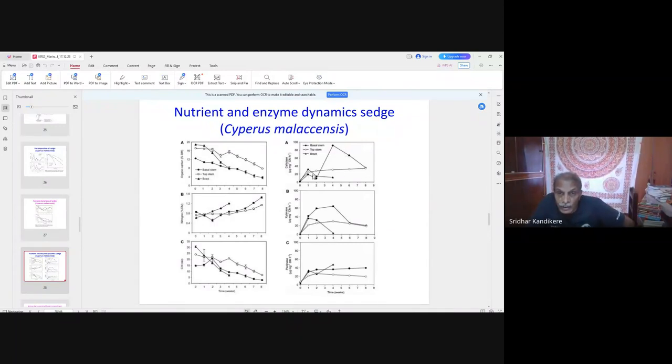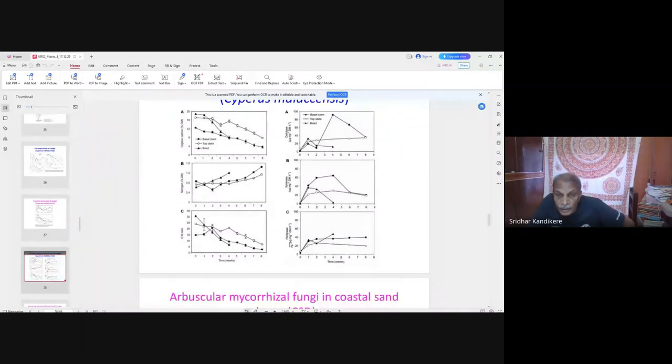Then the xylanase activity or hemicellulase activity was highest in the fourth week. And here it is bract, first week. And here it is the fourth week again for the top stem. With regard to pectinase, it is a steep increase. Here is the highest in case of basal stem, and for the bract it is the fourth week, and for the mid top stem it is around 2 weeks.